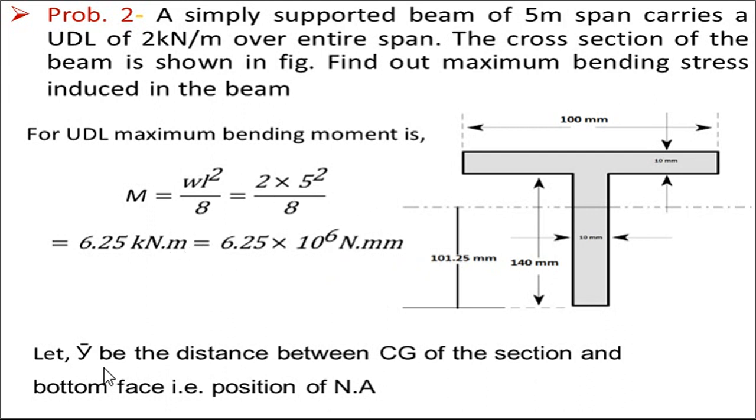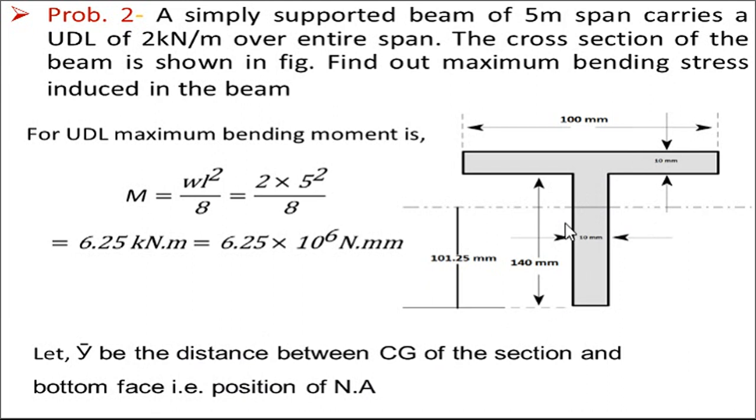After that, let y bar be the distance between the CG of the section and the bottom face. As we already studied in the last video lecture on the I section, when finding y bar, it is the distance between the CG of the section and the bottom face. Either you take the bottom face or you take the top face. Suppose here it is the bottom face, so you assume that y bar is the distance between the CG of this T section and the bottom face.